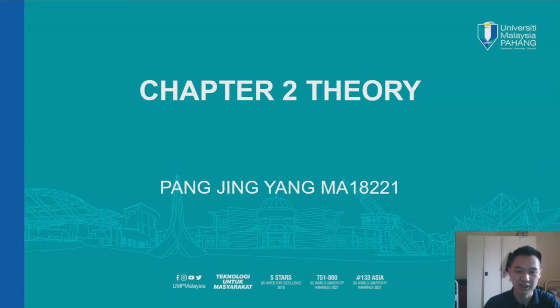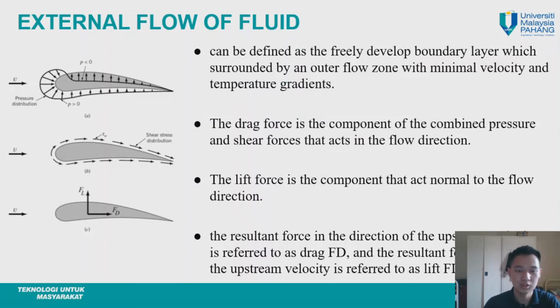My name is Pang Jing Yang, M018221. I would like to present the chapter 2 of our project, the theory part of these experiments. So the external flow of fluid can be defined as the freely developed boundary layer which is surrounded by an outer flow zone with minimal velocity and temperature gradients.